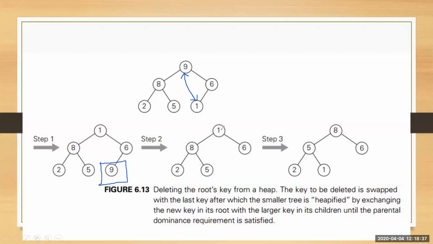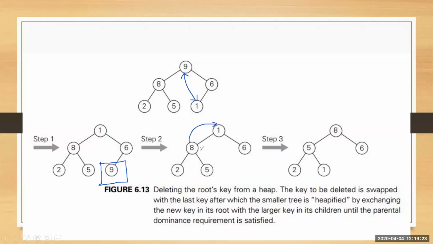After reducing, what is the next step? Starting from the root, check the parental dominance property. 1 and 9 have been exchanged, so 1 has come to the root position. Now check whether this 1 satisfies the parental dominance. Does 1 contain any children? Yes, 2 children: 8 and 6. Check which has the bigger value. The left child, 8, is bigger. Compare it with the parent. The parental dominance doesn't hold. Therefore, move this 8 to the position of 1.